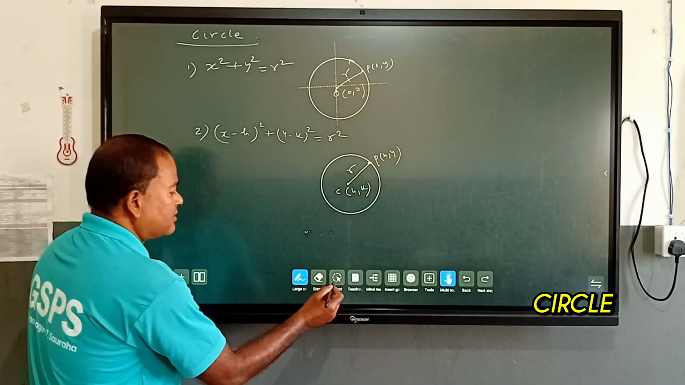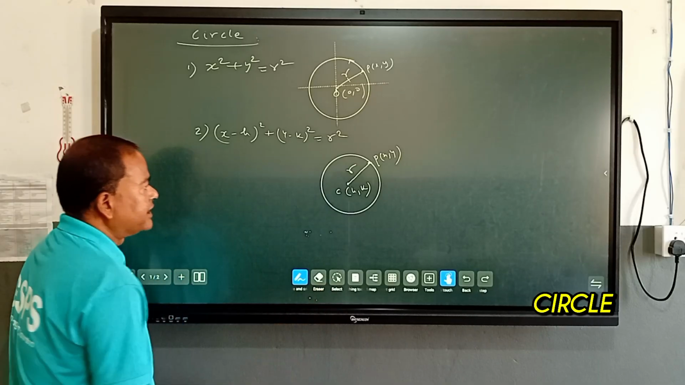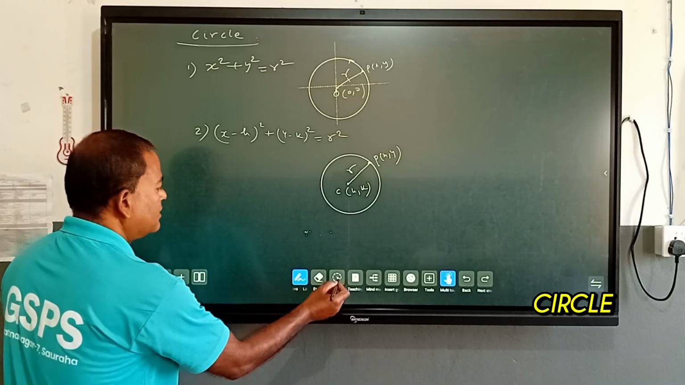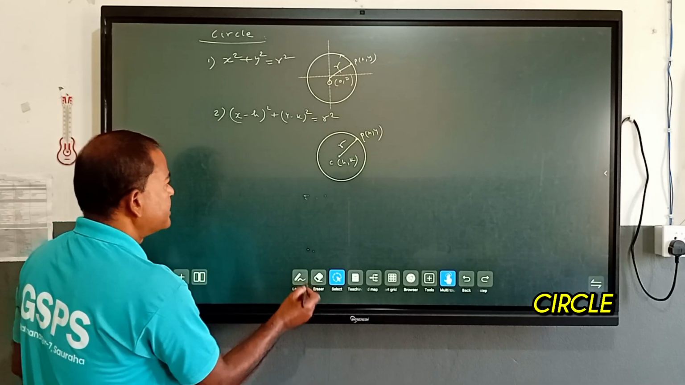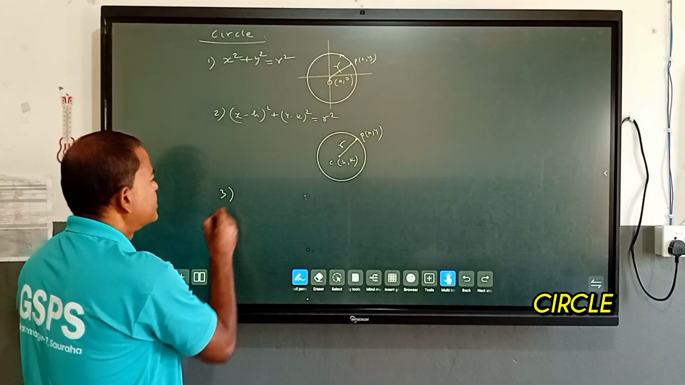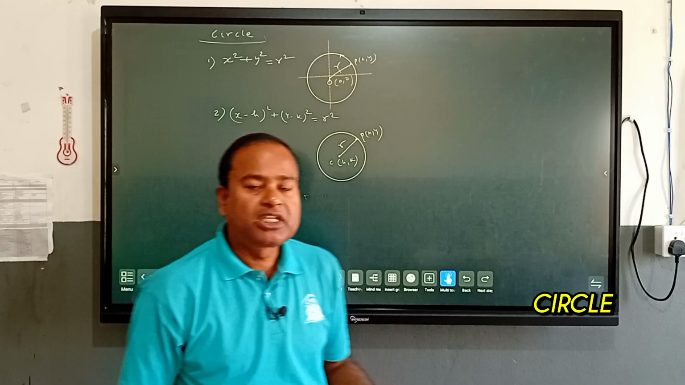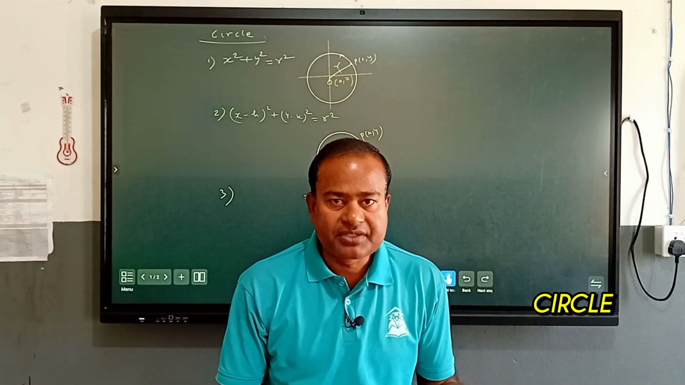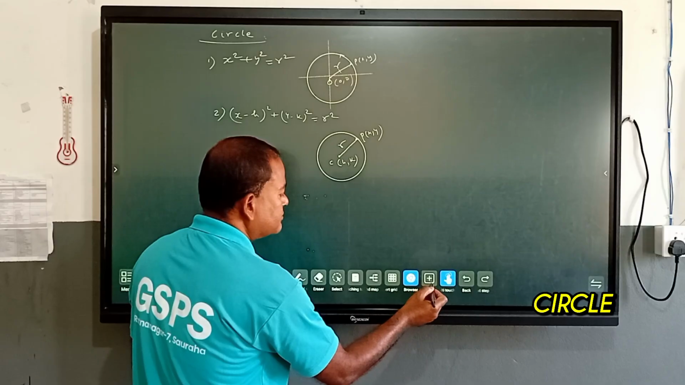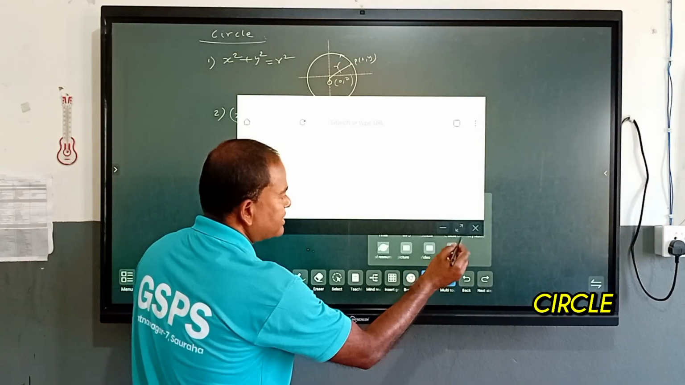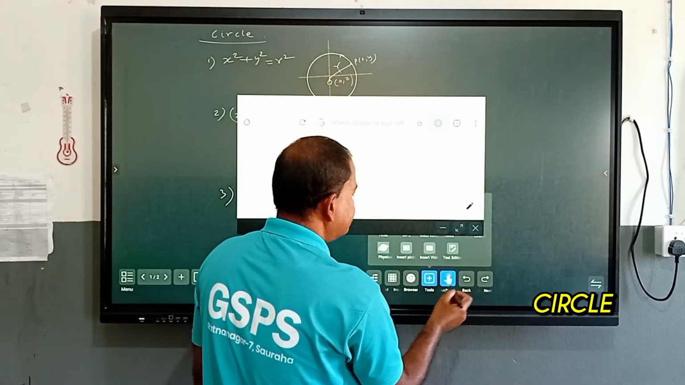Dear students, now the third equation of circle is known as the equation of circle in the diameter form. So let's make the diagram.